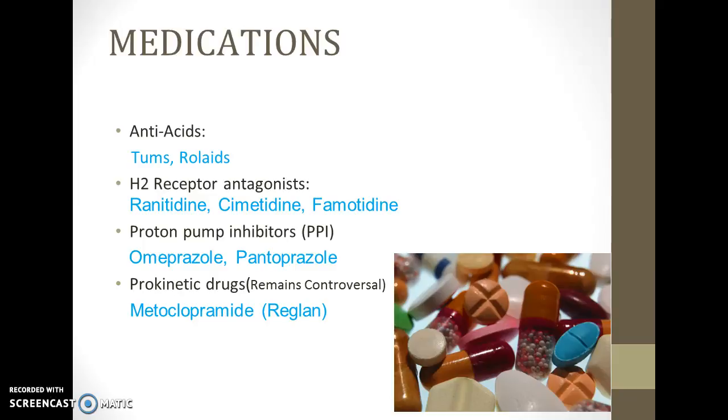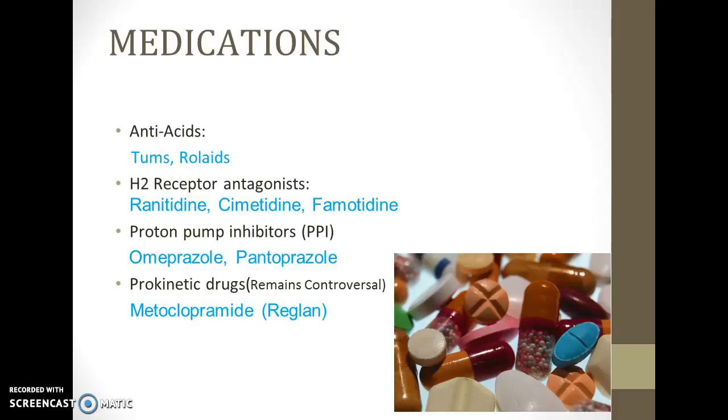And these drugs are the most potent inhibitors of gastric secretions available. They have a different mode of action to decrease the acid production than the H2 receptor antagonists. They also will use prokinetic medications or drugs. This remains controversial, but they still are used, and the most common one that's used is called metoclopramide or Reglan. Basically, that particular type of medication, a prokinetic drug, stimulates gastric emptying, increasing bowel motility.